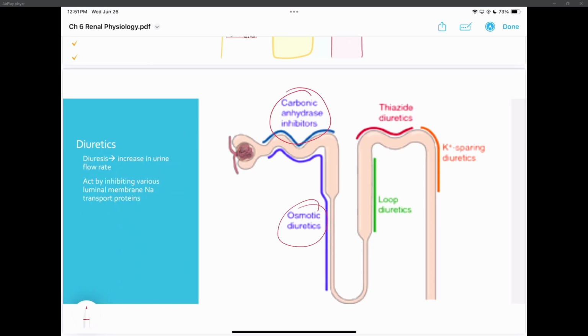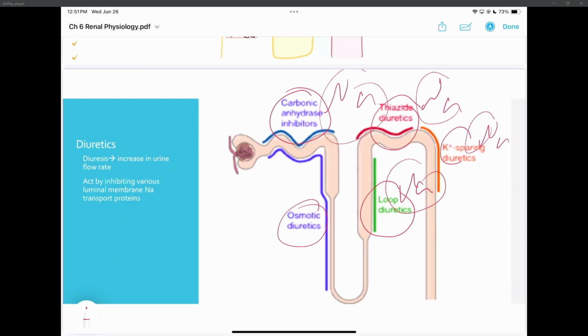But remember, these are the sites: sodium, sodium, sodium, sodium. All sodium sites of reabsorption, and that's where we have the diuretic effect. And that's why those diuretics work in those areas.